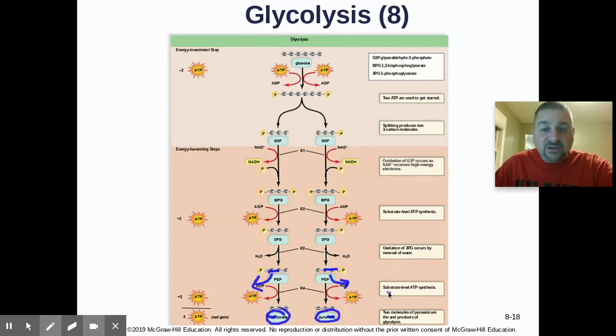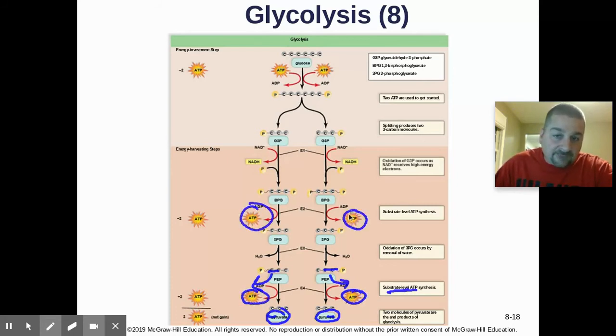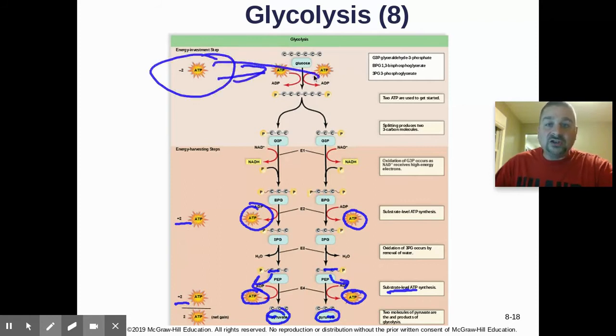And you see when we do that, there's our substrate level phosphorylation, or substrate level ATP synthesis. Here's 2 more ATP. So we have 1, 2, 3, 4. We've harvested 4 ATP, and we put in 2. We get out 4. That's a net gain of 2 ATP.